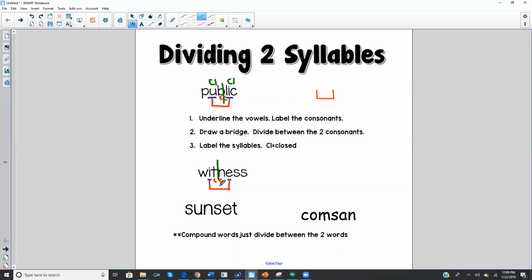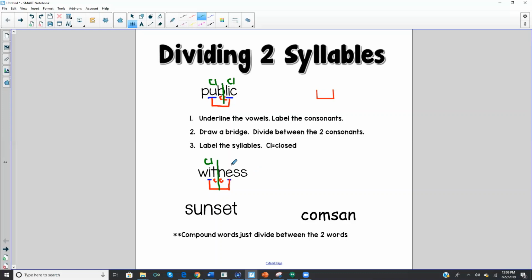Now the next thing I'm going to do is label the syllables. This first syllable is W-I-T. Is that a closed syllable or an open syllable? W-I-T. Closed. It's closed because it ends with the consonant T. Very good. And the next syllable, is that an open or a closed syllable? It is also a closed syllable.